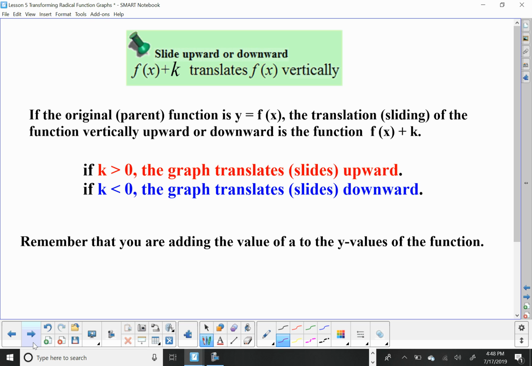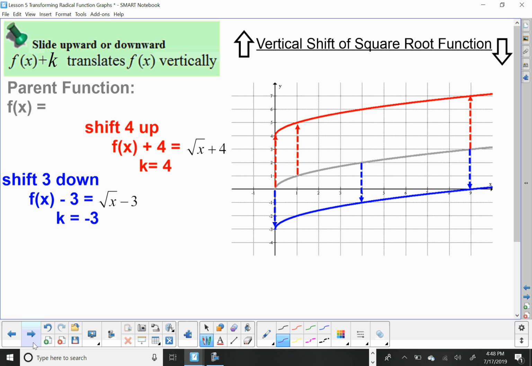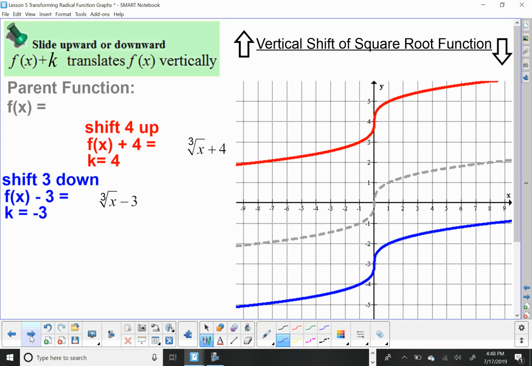Going up and down is exactly what it looks like. Remember that you're adding to the value of y. So here, the red went up, the blue went down. And here's the vertical shift of a square root. Notice it's on the outside of the radical. So we went up 4 or down 3. Okay?